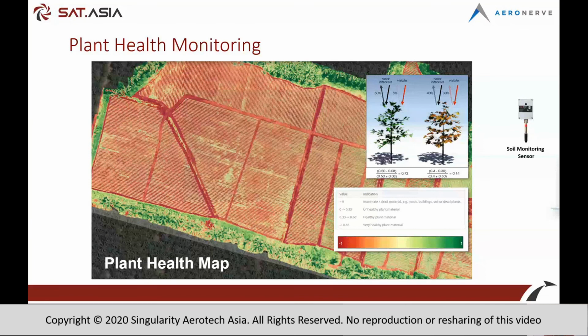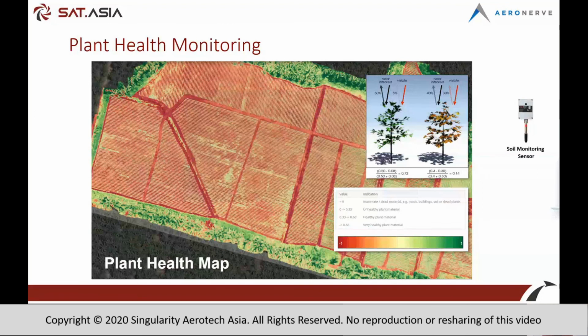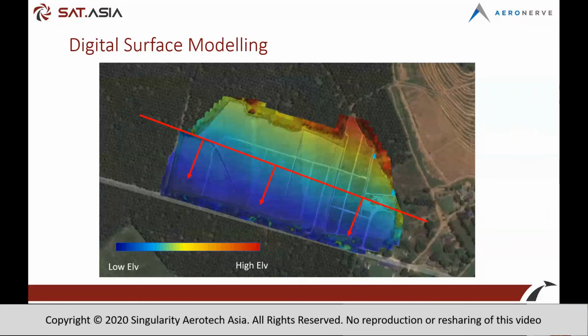Next is the health monitoring. So this is using infrared. What you can do is estimate the health status of the plant at each location. So if it's a different color, it's probably not healthy or maybe dead. So you're basing on the color coding. That's one of the applications of plant health monitoring.